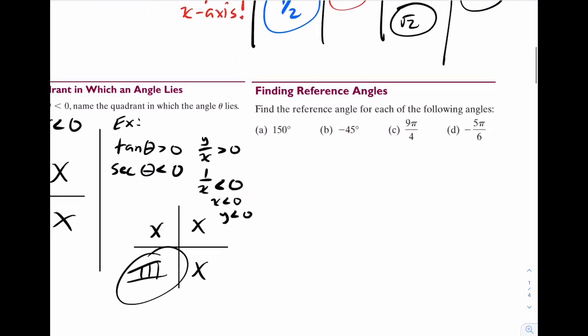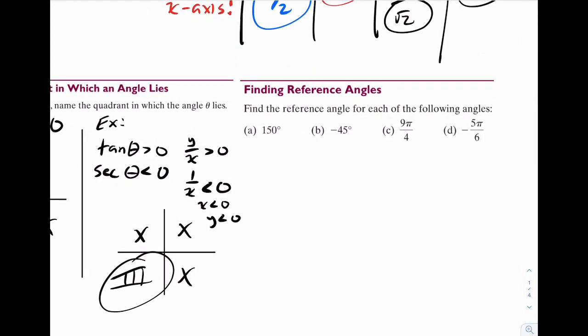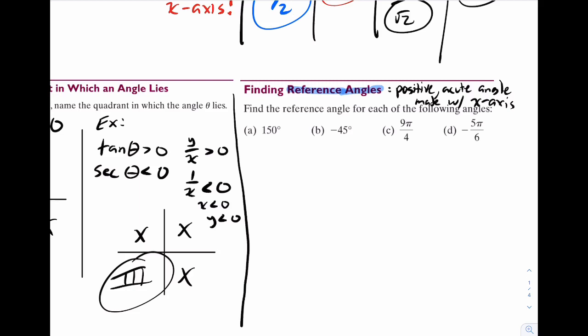Okay, here's our last example for this part. Find the reference angle for each of the following angles. So to do this, obviously, we need to define this word, reference angle. And reference angle, put simply, is the positive acute angle made with the x-axis.